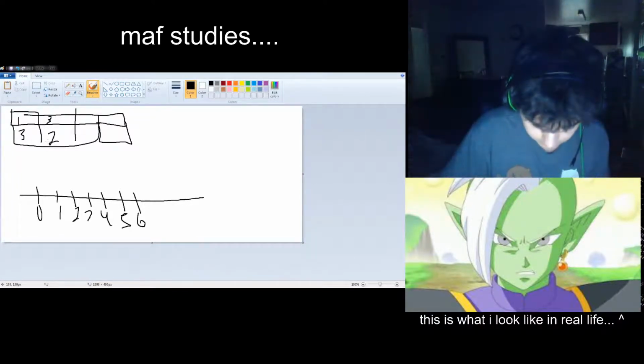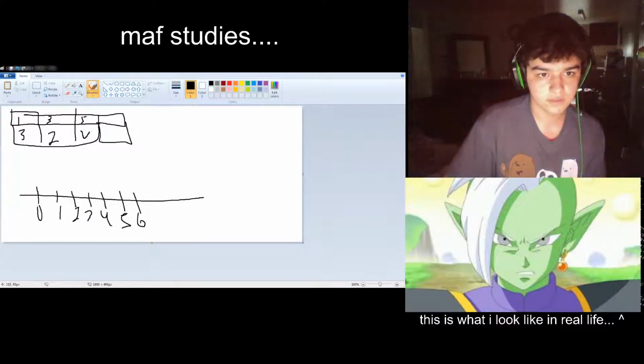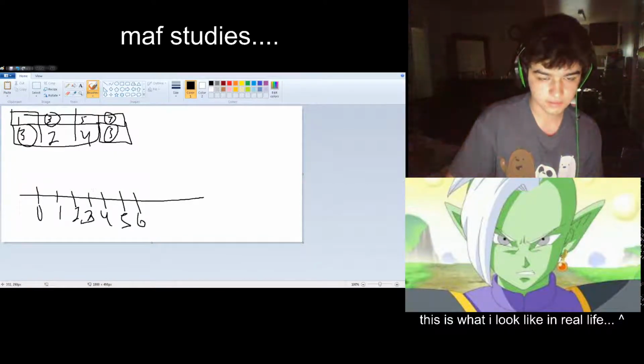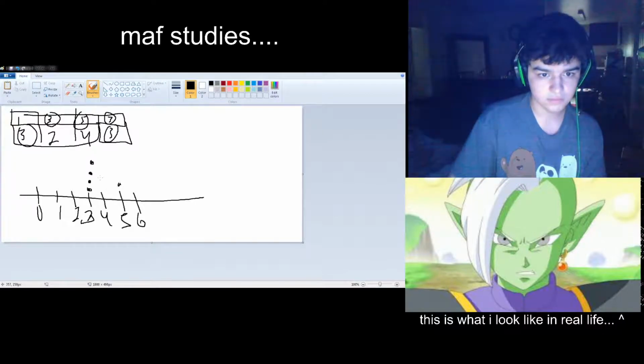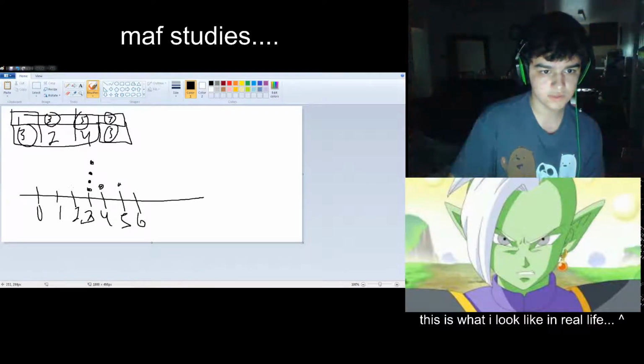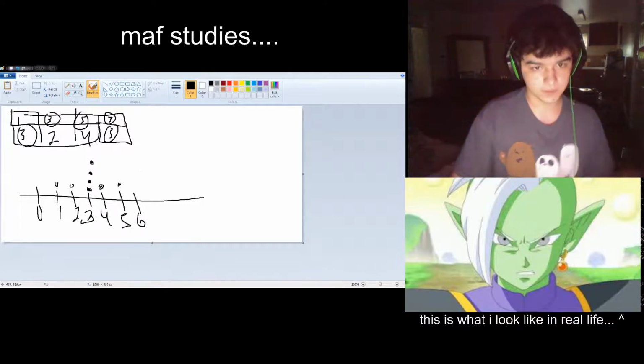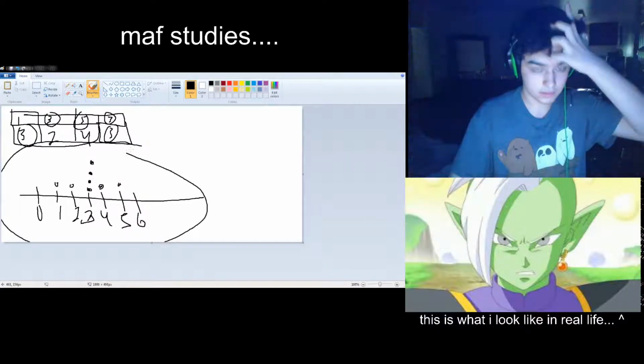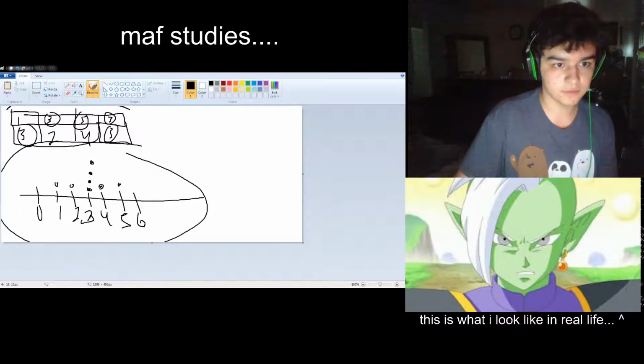So it's 1, 3, 2, 5, 4, 3, 3. So there are 3 threes here, right? So we gotta put 3 dots on this. So it's 1, 2, 3, 4. And for number 5, there's only 1, so we put 5. And then 4 is 1, 2 is 1, and 1 is 1. So this is an accurate graph that we can make with the information that we've been shown.